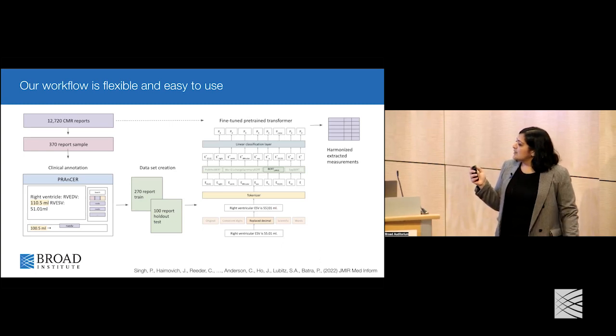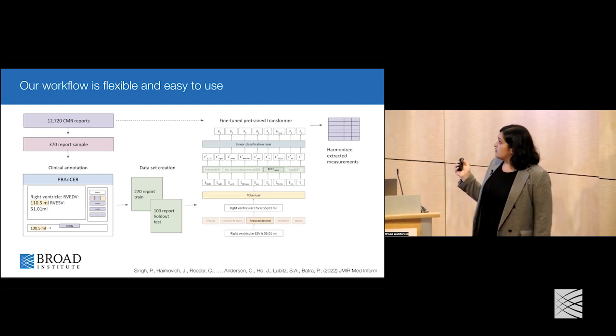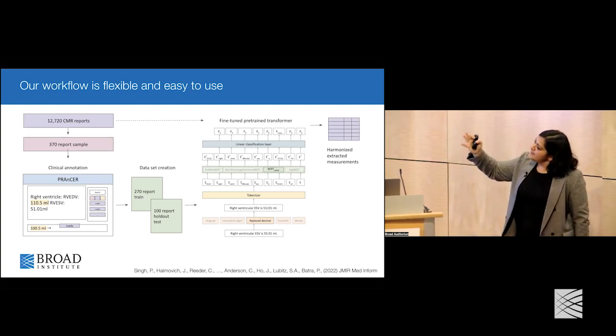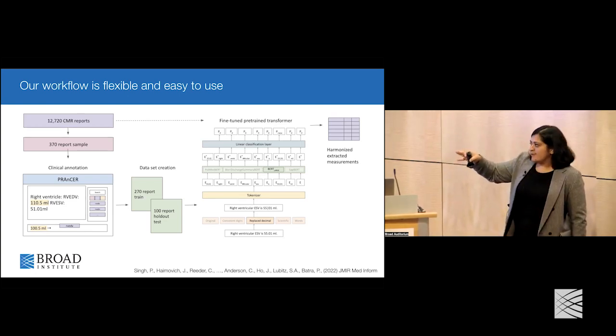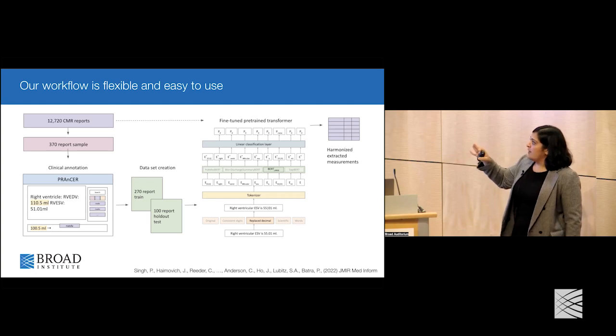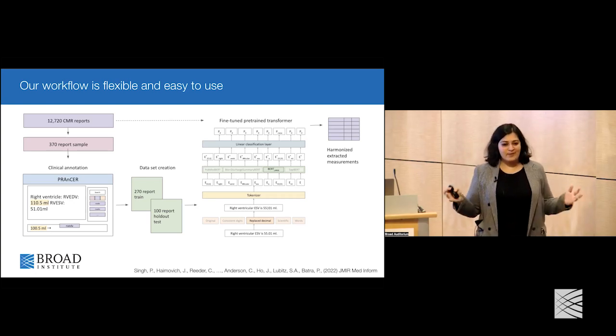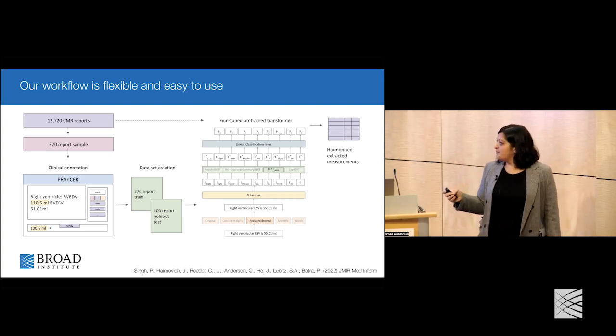So here is just a pictorial representation of our workflow. We have a bunch of reports. We sample a few. A clinician goes in and labels in Prancer. We can create a data set. We fine-tune the transformer-based model for named entity recognition. And then, yay, we have a bunch of structured measurements that we can use for downstream research.